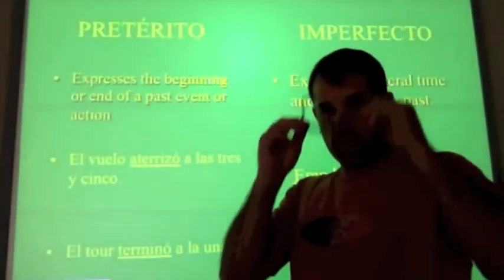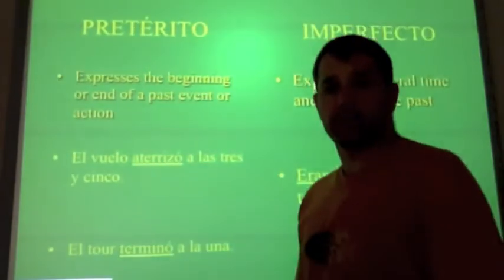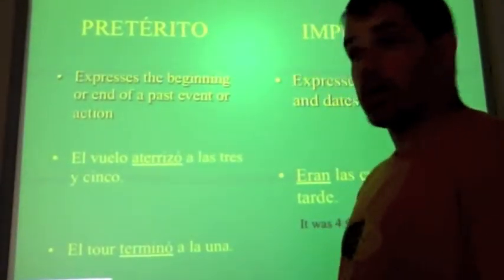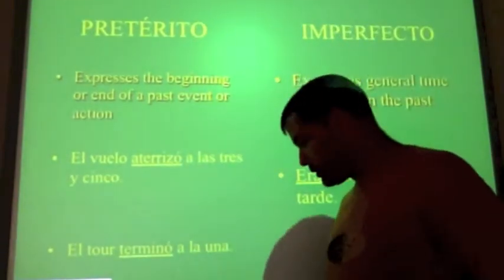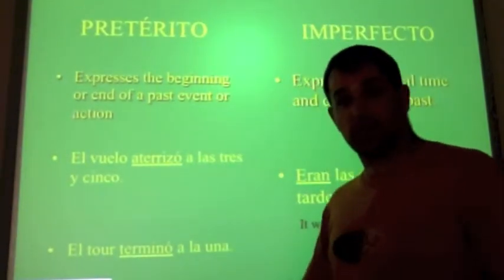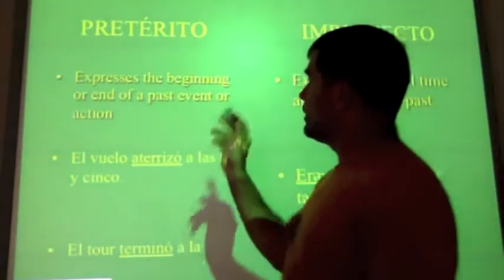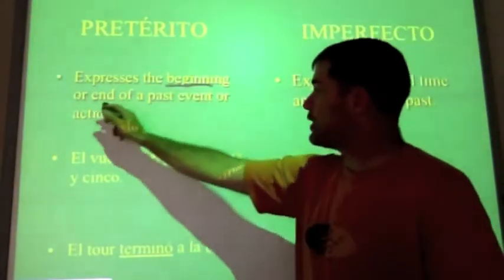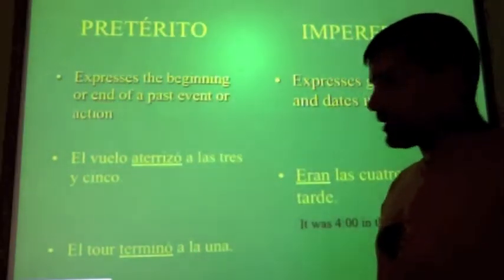Okay, we're going to talk about preterite and imperfect here now. Okay, we're going to move on now and talk a little bit more, a few different examples about how we use preterite and imperfect. In el pretérito, we express the beginning or the end of a past event or action.